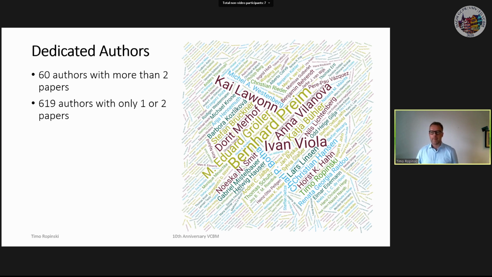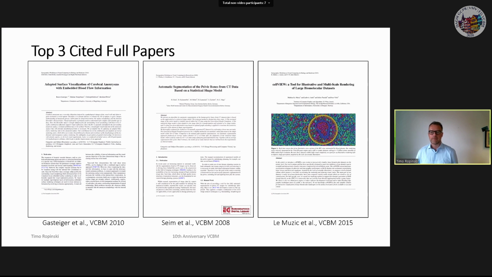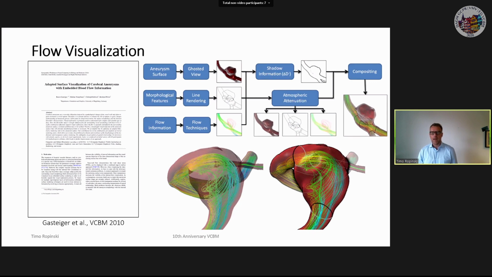To give some examples of what actually is published at VCBM, I've selected the 3 most cited papers of the previous VCBMs, and this is most cited normalized over the years, right? Otherwise they would all be from 2008, presumably. So the first one I would like to talk about is from Gasteiger and others. It was published in 2010, and this is something I would call a standard medical visualization paper, where a visualization technique is suggested in order to communicate flow within an aneurysm.